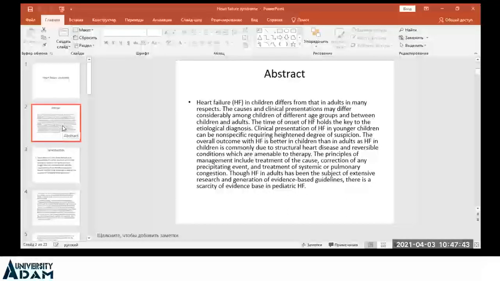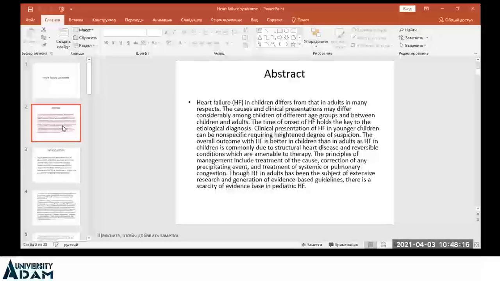Heart failure in children differs from that in adults in many respects. The causes and clinical presentations may differ considerably among children of different age groups, and between children and adults. The time of onset of heart failure holds the key to the etiological diagnosis. Clinical presentation of heart failure in younger children can be non-specific, requiring a heightened degree of suspicion. The overall outcome of heart failure is better in children than in adults.